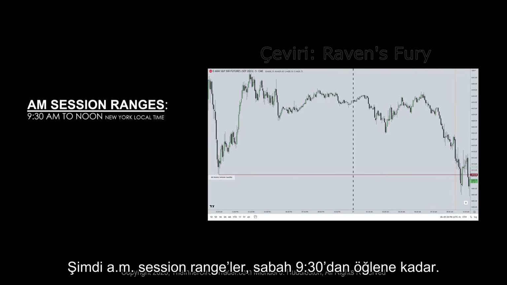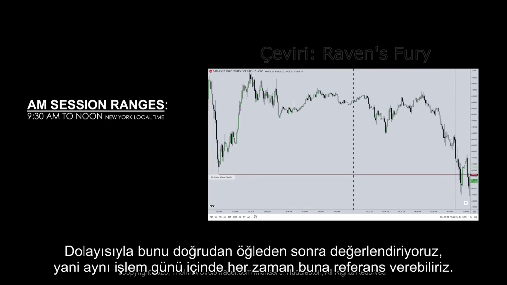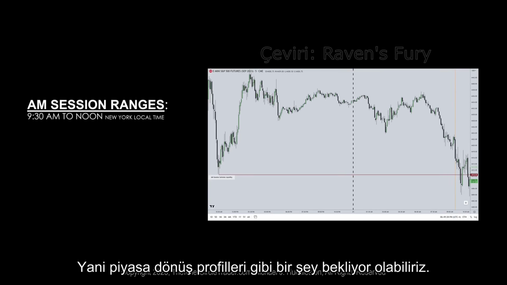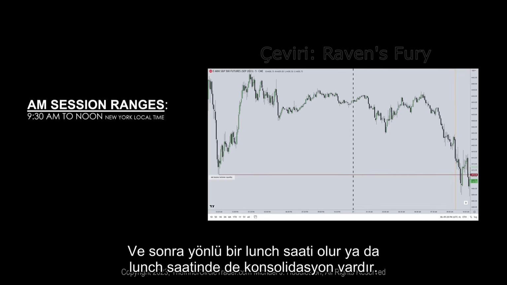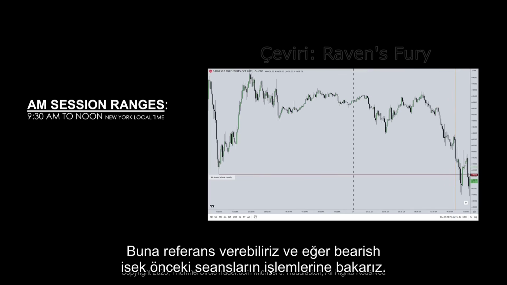Now, AM session ranges 9:30 in the morning to noon. So right away, we are considering this in the afternoon, so we can always refer to it in the same trading day. So we could be anticipating a market reversal profile, something to that effect. If we have an elongated market where, say, the New York morning session of the current trading day is consolidation, and then we have a directional lunch hour, or during the lunch hour, it's consolidation as well, we can refer to, and if we're bearish, we look at the previous session's trading.